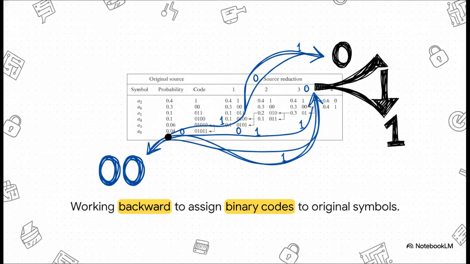For example, trace the path for symbol A6. Traveling backward, it rides along the 0.6 branch, which got a 0. Then it splits down the top path of the next branch, picking up another 0. So its final code is simply 0, 0. You trace this backward path for every single symbol, and suddenly, they all have a unique sequence of ones and zeros.